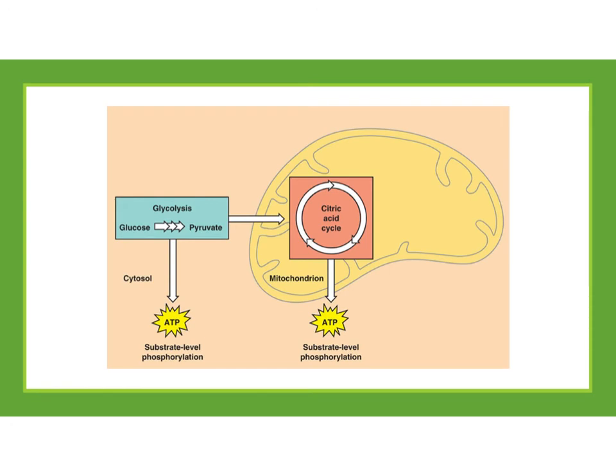All right, going back to kind of our larger scale picture. So again, this is the inside of the cell. This is our cytoplasm, and here's our mitochondria. So glycolysis happens outside of the mitochondria, it happens in the cytoplasm. Okay. And then the citric acid cycle happens in the mitochondria.